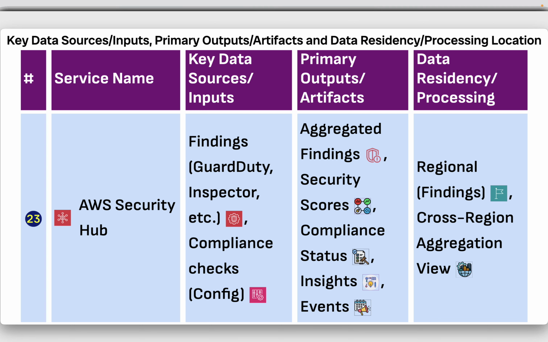Next, we have AWS Security Hub. Data sources are findings from GuardDuty, Inspector, etc., and compliance checks from the AWS Config service. And the outputs or artifacts that we get are aggregated findings, security scores, compliance status, insights, and events. Residency is regional for the findings, and a cross-region aggregation view is also available.